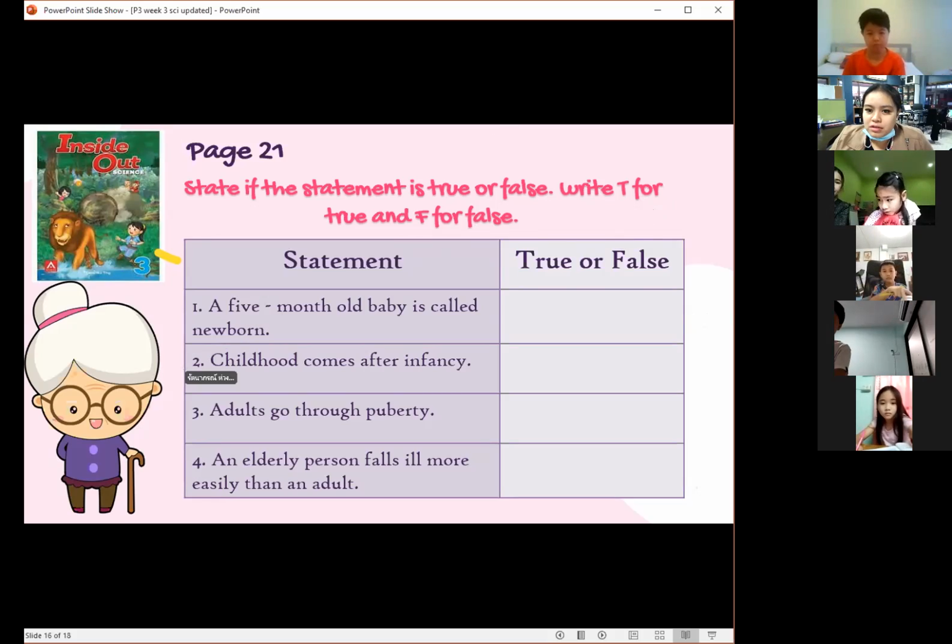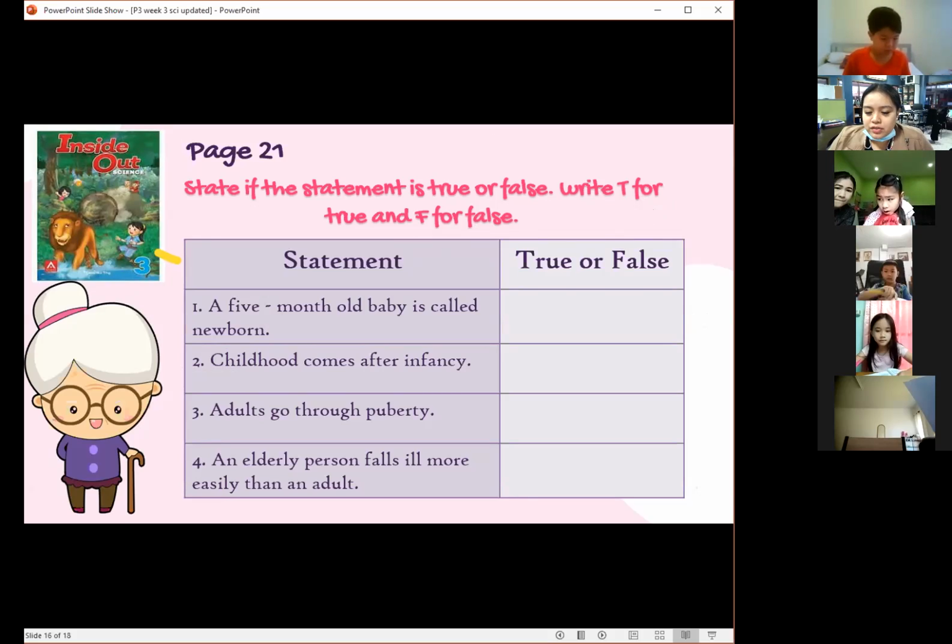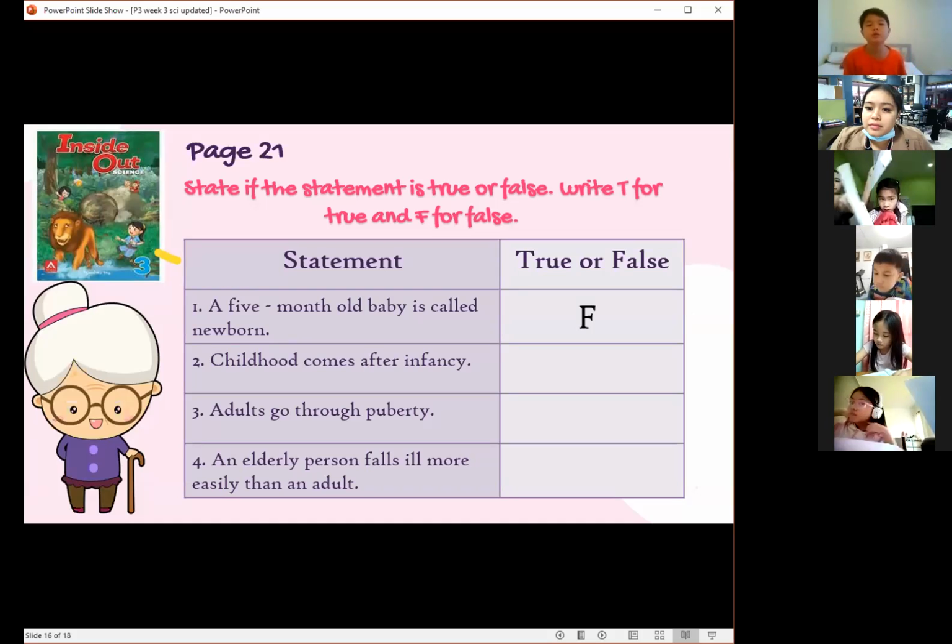Stop writing on the screen. Okay. Now let's read number one. Let's read all together. A 5-month-old baby. False. It's called newborn. True or false? The answer is F. False. Why false? Because a two-month-old baby is called newborn.